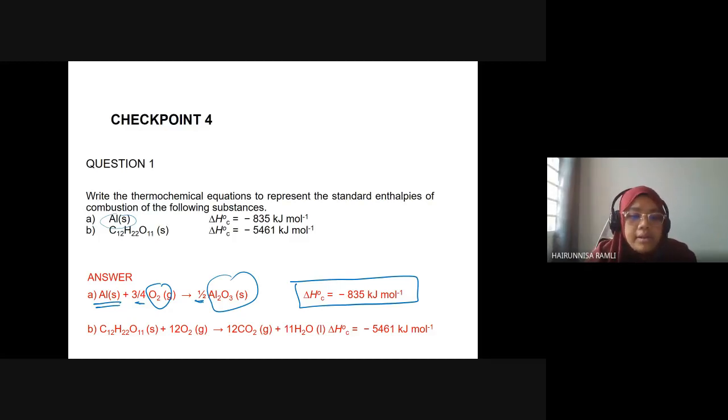And then for this, the organic compound, we have C, H and oxygen. So of course the products will be CO2 and water. Okay, so just balance as usual. The most important thing is that this part must be 1 mole. Okay, and you must put this delta H°c. Okay, is that fine?